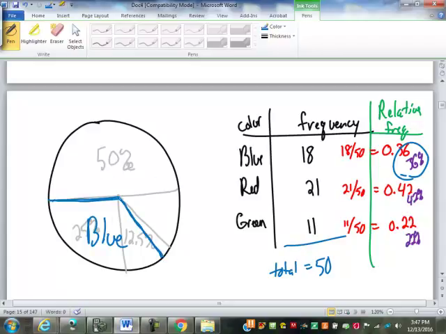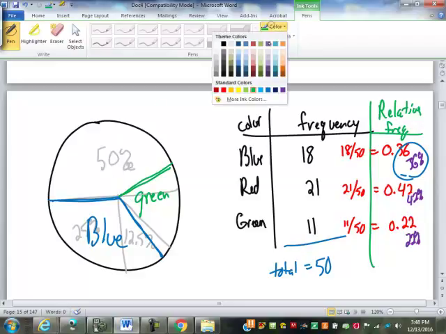42% is a little less than 50. 22% is a little less than 25. So I think of the green here as being just less than a quarter circle. Something like that. There's my green. Everything's a touch big. There, like that. So less than 25%. Of course, the rest has to be the red.